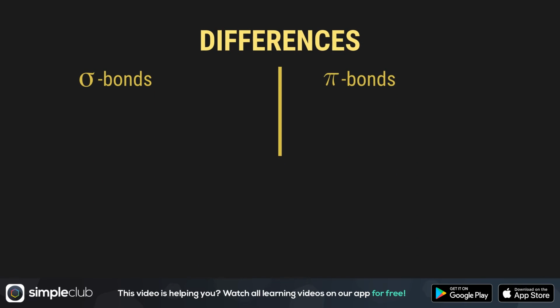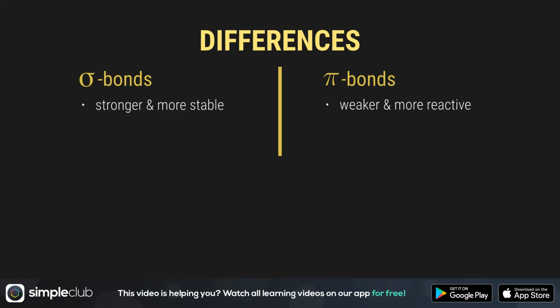Alright, now quickly for the differences between sigma and pi bonds. Sigma bonds are stronger than pi bonds. Sigma bonds are more stable and less reactive. Pi bonds are comparably weaker and therefore more reactive. They can be attacked more easily by particles with a positive charge.